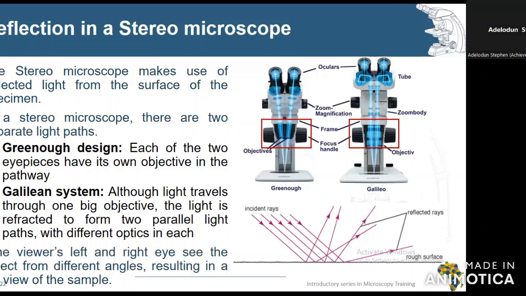Now, in stereomicroscopy, when you look at the stereomicroscope, the two eyes of the viewer always see the object differently, unlike in other microscopes. So the two eyes do not see the object as a single entity, and that is what brings about the 3D view of the sample that we normally see in a stereomicroscope.